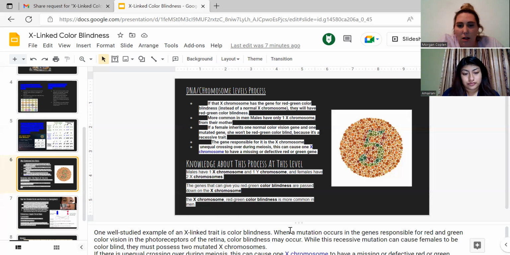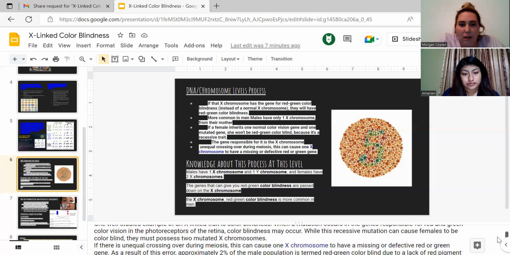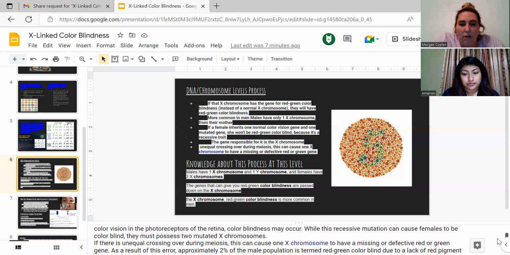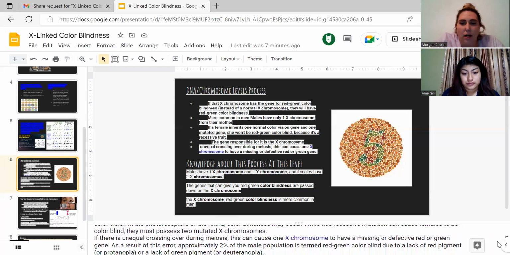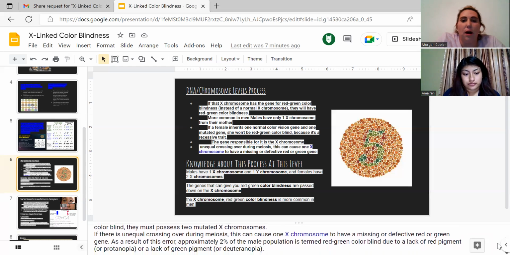If there is unequal crossing over during meiosis, this can cause one X chromosome to have a missing or defective red or green gene. As a result of this error, approximately 2% of the male population is termed red-green colorblind due to a lack of red pigment or a lack of green pigment.